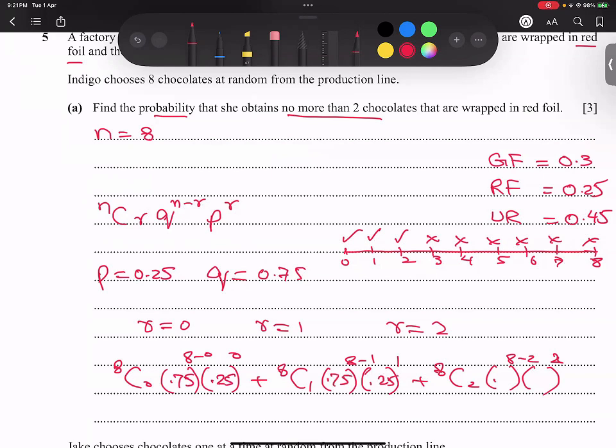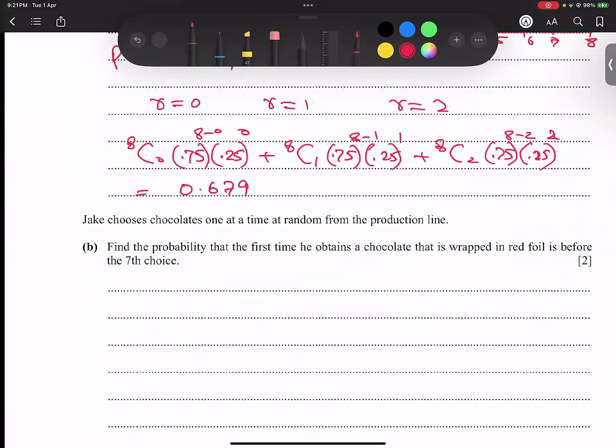So I think this point is very clear and is a matter of typing in the calculator. And the answer finally comes out as 0.679. I hope the point is clear. Let's go for the next part.